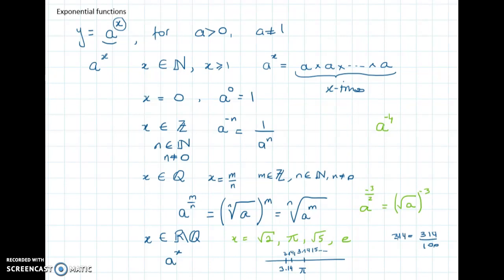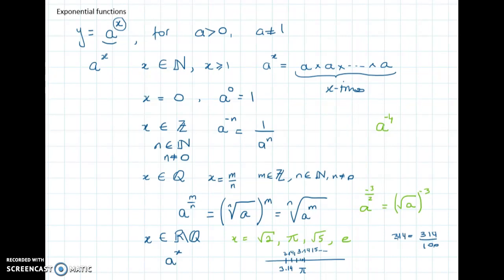We can continue doing that. So we can truncate the decimal expansion of pi, and those truncations give me rational numbers. And for those rational numbers, we're in the previous case, so we know how to find a to the power of that number. So we keep doing that for numbers that are closer and closer to pi, and the idea is that in that way we are also going to find what a to the power of pi is.